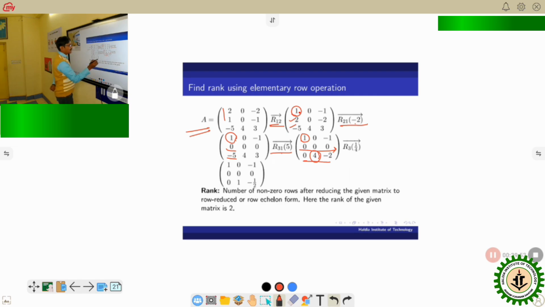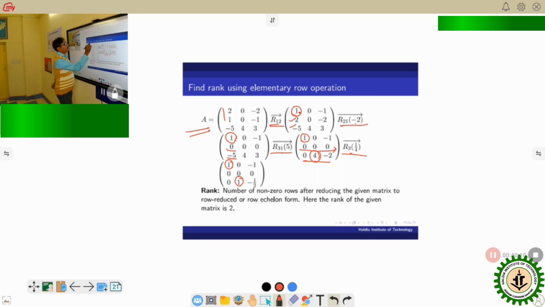What is the technique? Look, third row multiplied by 1 by 4, that is 0 1 minus half. So this is one leading one, this is another leading one, and no other leading ones are there. So what is the rank?